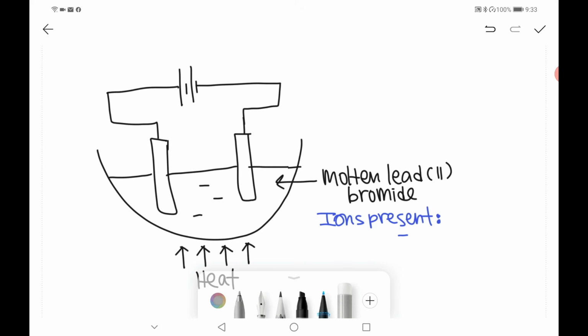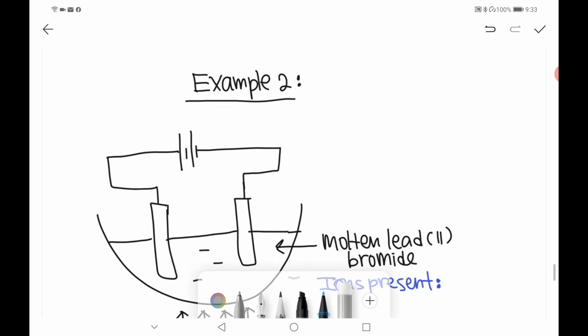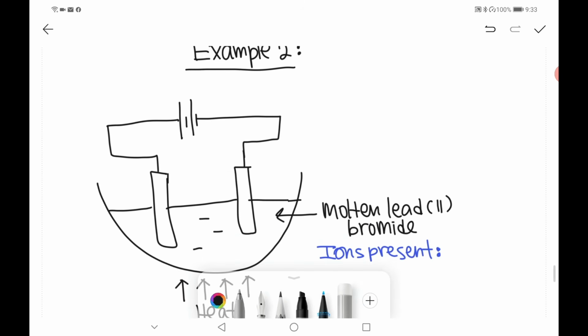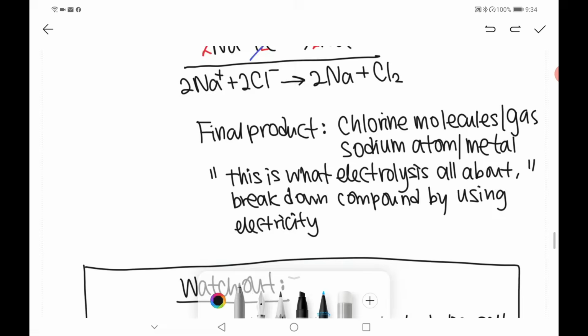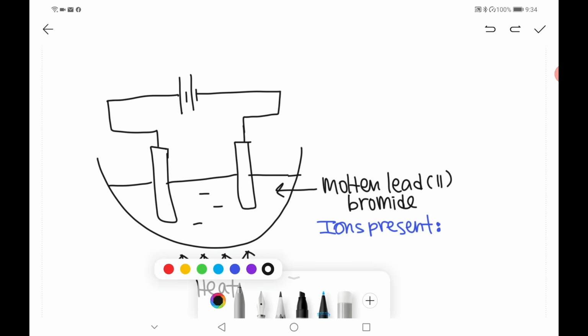Now let's do the same thing again. First of all, you can refer to the strategy. First we need to decide the positive and negative terminal. The longer side is the positive terminal. The shorter side is negative. Long is positive, short is negative. The positive terminal can also be called the anode, and the negative terminal is called the cathode.